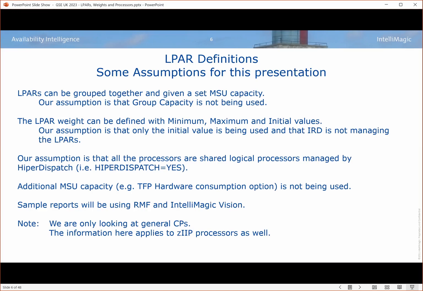I will be looking at reports in RMF, but also in our product, which is called IntelliMagic Vision. Sometimes it's easier to see things visually to give you an idea what we're trying to look at. And I'm also looking at general processes, CPs. Now, what I'm talking about is also very relevant for zIP processes, okay? But as I said, I'd like to keep things simple in this presentation and give you an idea of what to look at and how to modify it and what to expect.